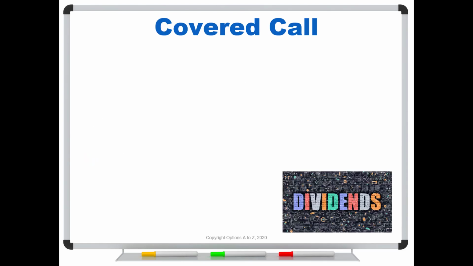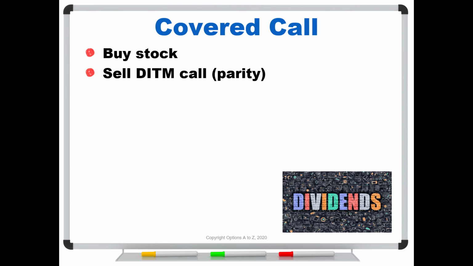So here's how it would work with a covered call. Let's say that you buy shares of stock, and then you will sell a deep in the money call. Could be trading at parity. If not, it's going to be very close. Remember that parity means it's all intrinsic value and no extrinsic. So it doesn't have to be right at parity, but it's going to be very close.